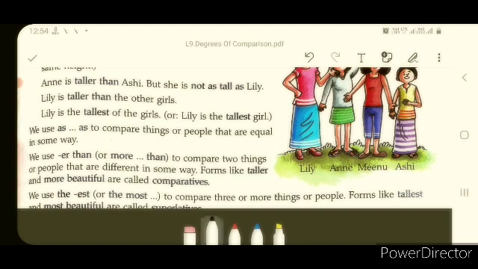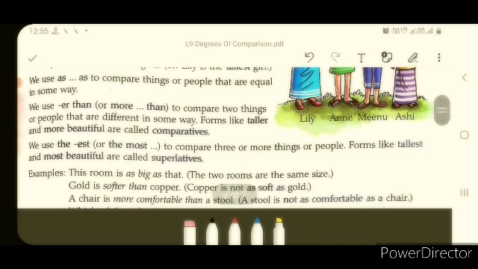I think this is very easy. With practice, you'll learn. There will be a list of words occurring as we move on in the lesson. I want you to digest those words, learn them appropriately, and use them in sentences of your own and your surroundings for understanding. Moving on. We use the est or the most to compare three or more things. Forms like tallest, most beautiful are called superlatives.